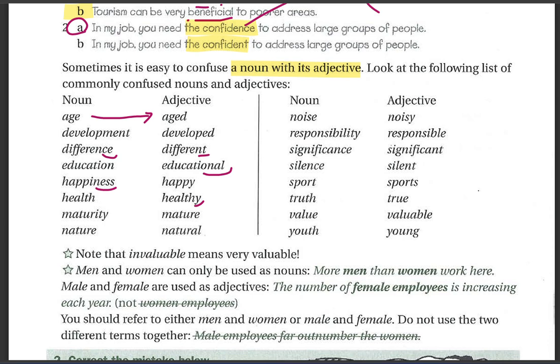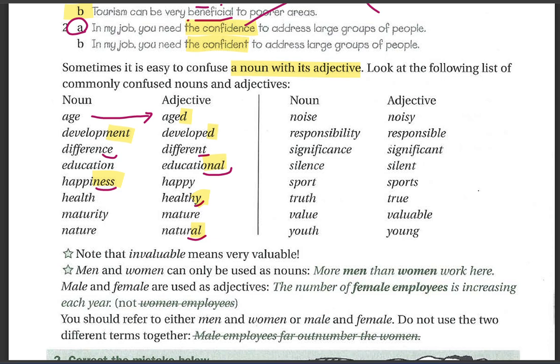And nature, the noun; natural, the adjective. So you can see adjectives here with -ed, -ional, -al, -y, and also nouns with -ness or -ment here. There are some rules for how to form nouns or adjectives, but there are also irregulars that you just need to memorize and know more.